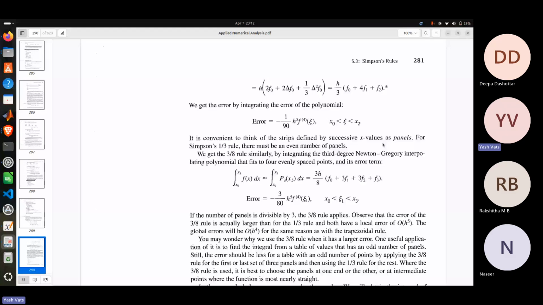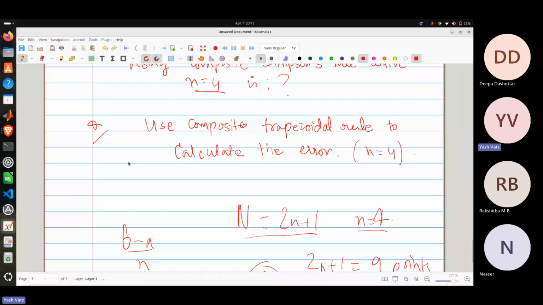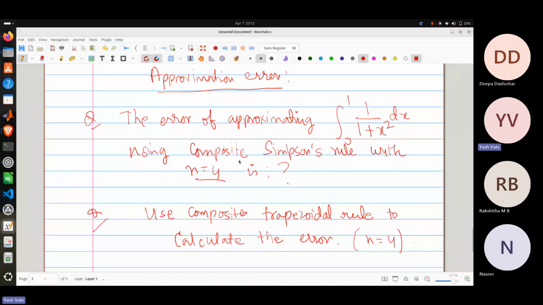So you just try to find the error in terms of xi, and try to find the upper bounds on the error. For the upper bound, because it's composite, you have to multiply by n, right? Yes.